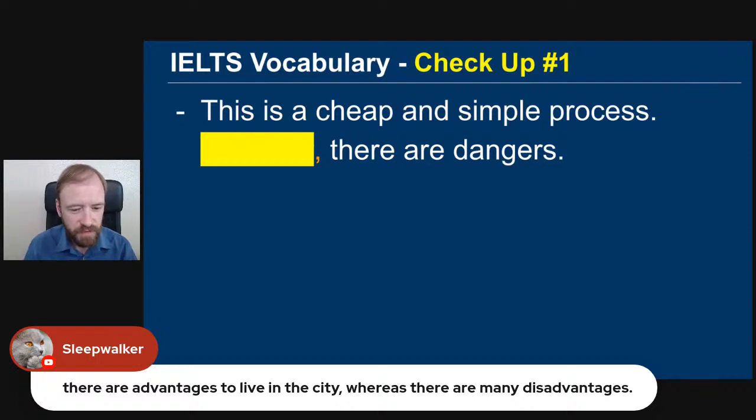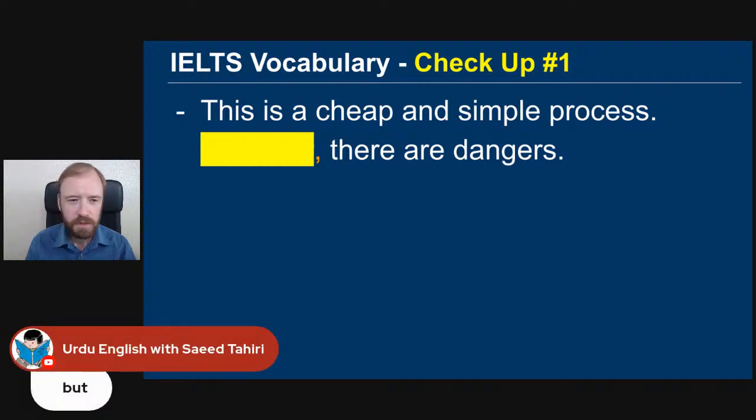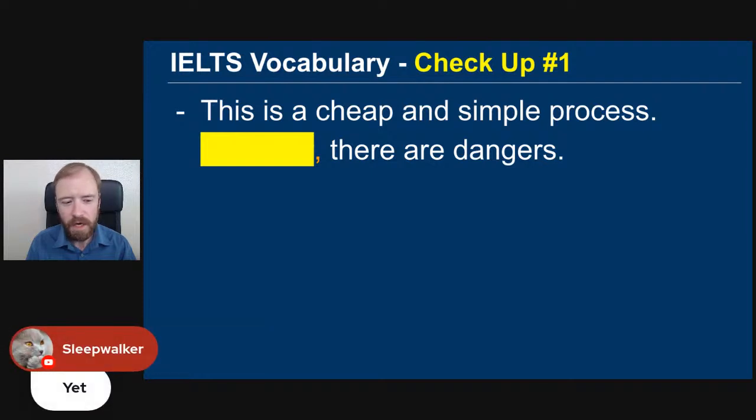There are advantages to live in the city, whereas there are many different disadvantages. I would add an also to the end of that. But yeah. This is a cheap and simple process, but I'm not going to start my sentence with but. I didn't do that. I didn't start my sentence with yet. You could, I don't like that. I would recommend you don't do that, but certainly I'm not going to do that.